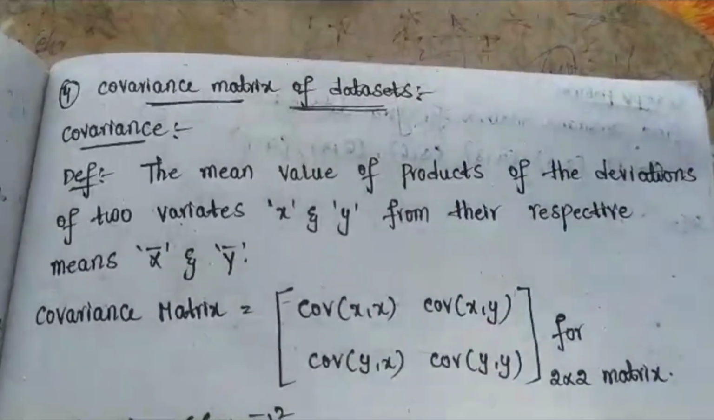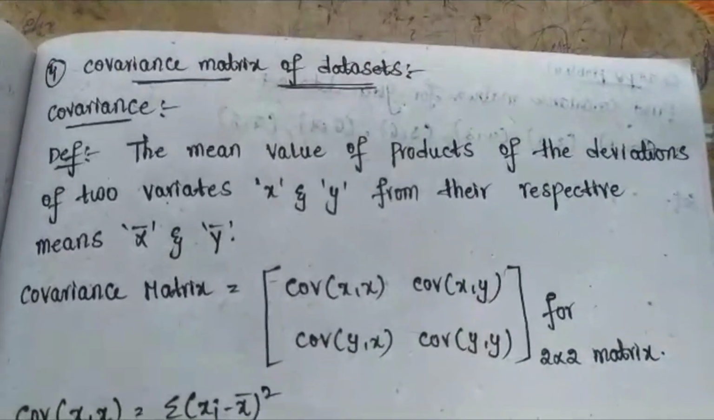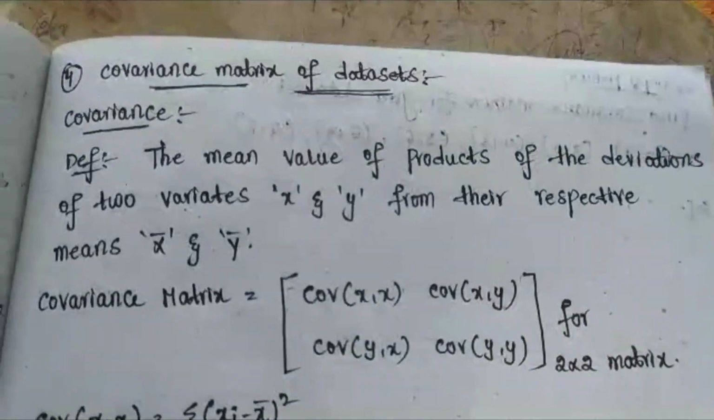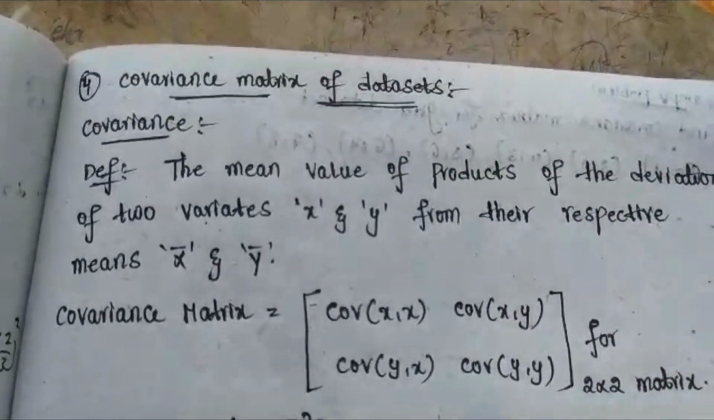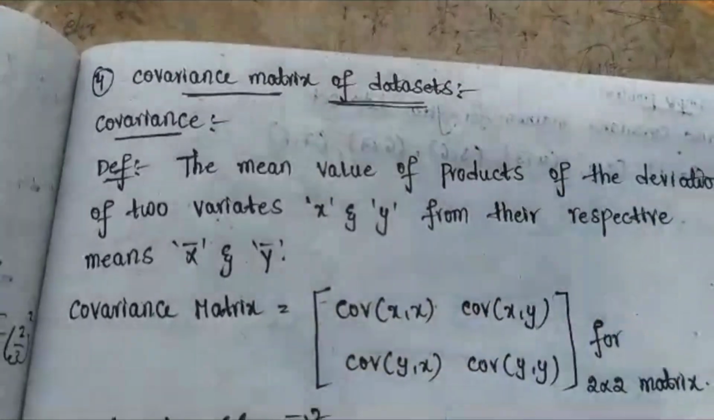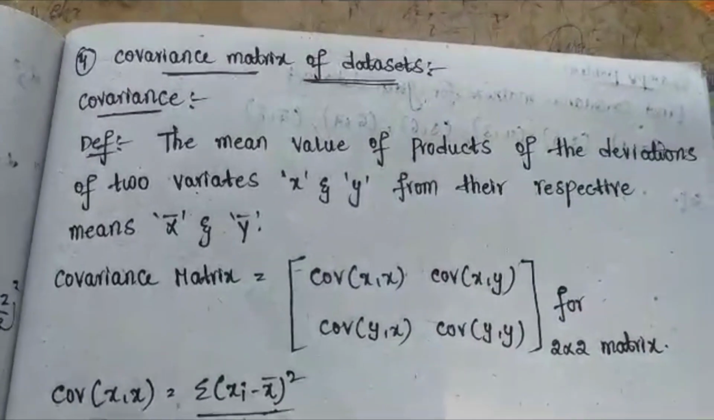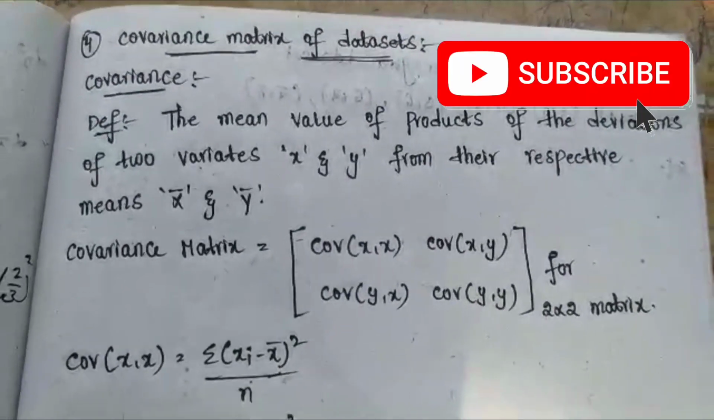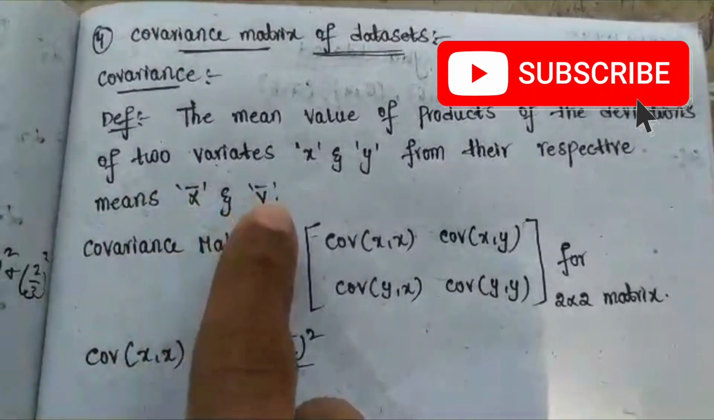In the previous video, we discussed the concept of data representation, that is the Gram-Schmidt process. In this video, we will discuss the covariance matrix of data sets. Covariance means the mean value of the products of deviations of two variates x, y from their respective means x bar and y bar.